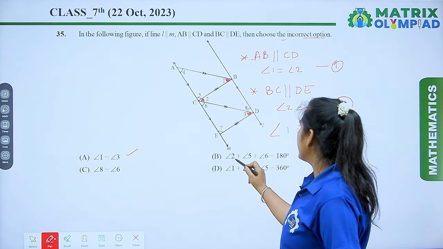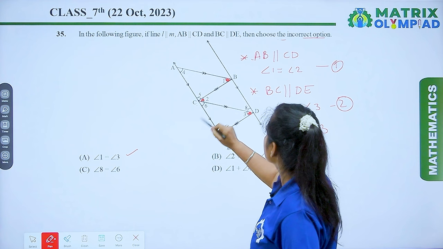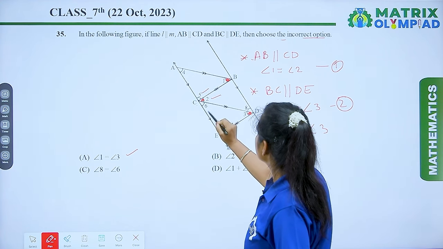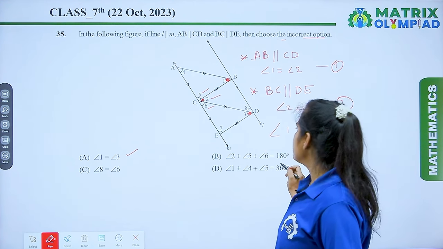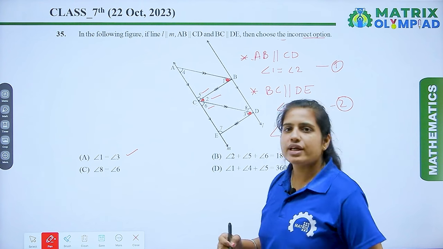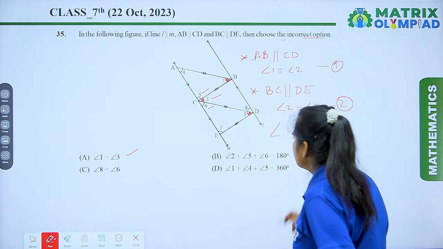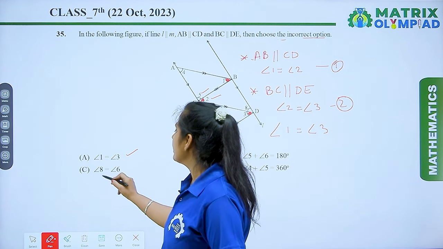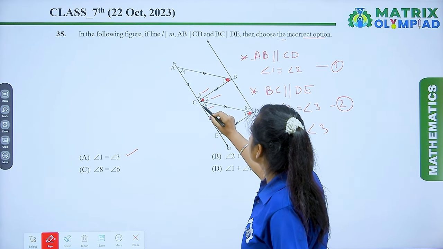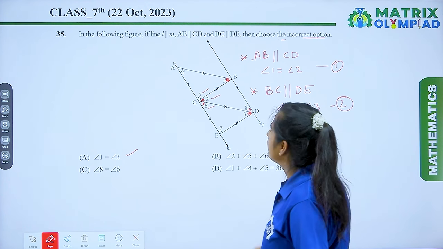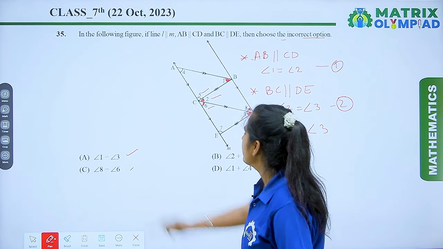Now, option B, angle 2 plus angle 5 plus angle 6 is equal to 180 degrees. Angle 2 plus 5 plus 6 is 180. So, option B is correct. The sum of these three angles is 180 degrees as M is a straight line. Now, option D, angle 8 is equal to angle 6. Here it is angle 8 and this is angle 6. So, these two are also alternate interior angles because BC is parallel to DE. So, this statement is also correct.